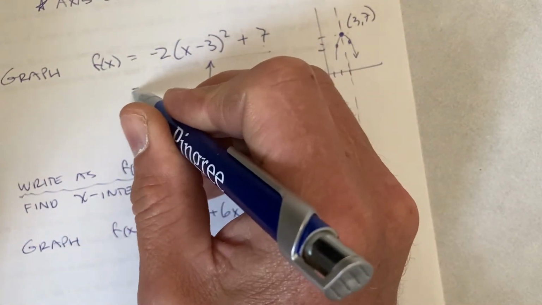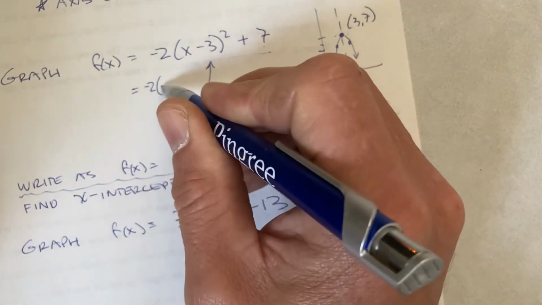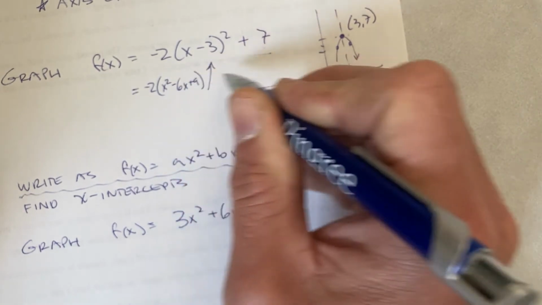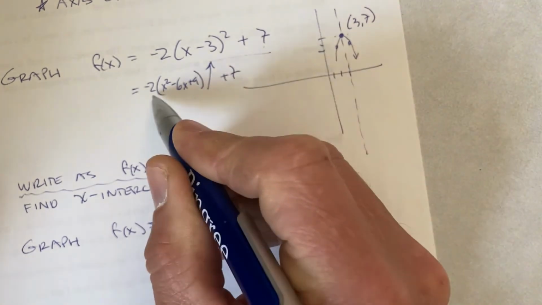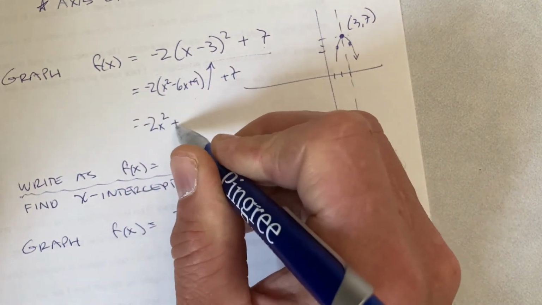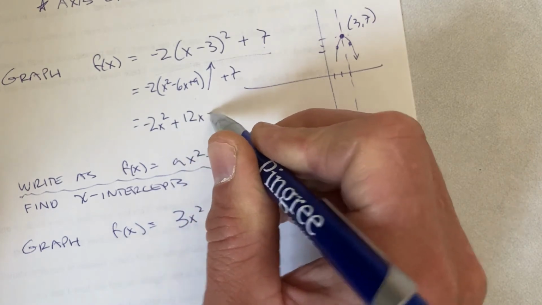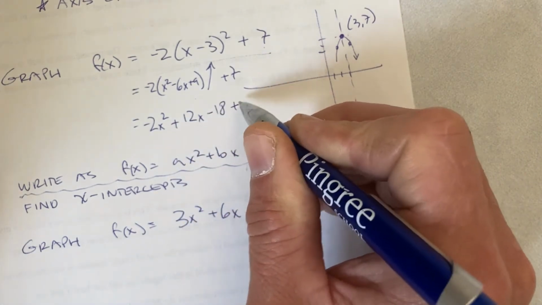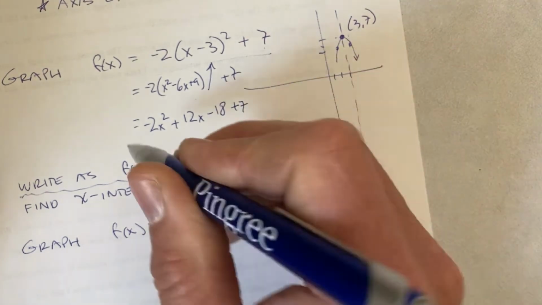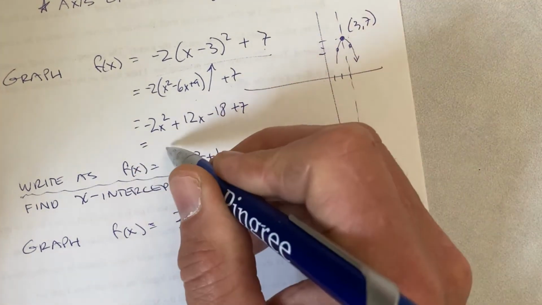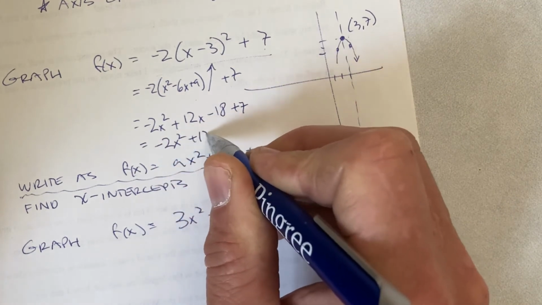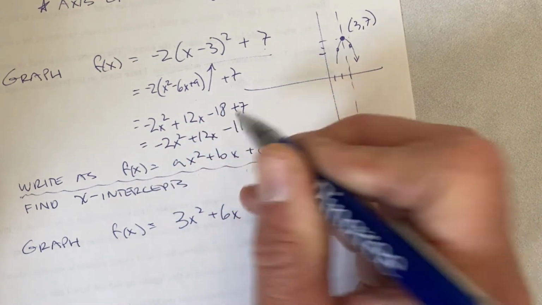And so we'd say this is equal to -2. If you FOIL that out, you're going to get x squared minus 6x plus 9, plus 7. If I distribute the -2 in there, I'm going to get -2x squared plus 12x minus 18 plus 7, sorry. And so my final answer is minus 2x squared plus 12x minus 11.